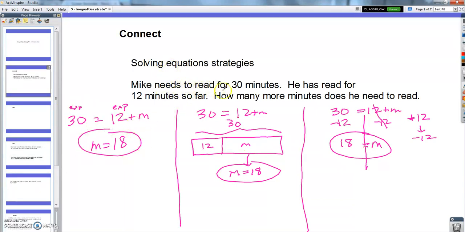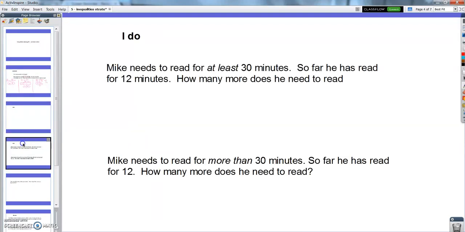So this was Mike needs to read for 30 minutes. I'm going to change the situation ever so slightly. Ready? To this. Mike needs to read for at least 30 minutes. Instead of he needs to read for 30 minutes, I'm going to add some words in there. He needs to read for at least 30 minutes. So far he's read for 12. How many more minutes does he need to read? So, this is the same question.